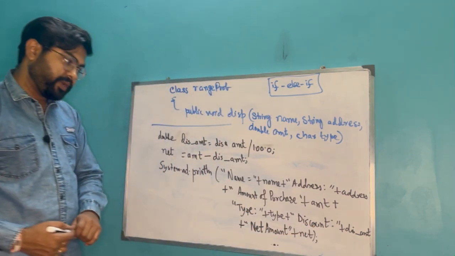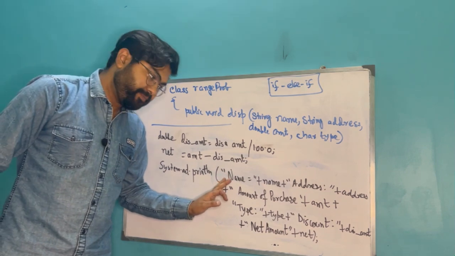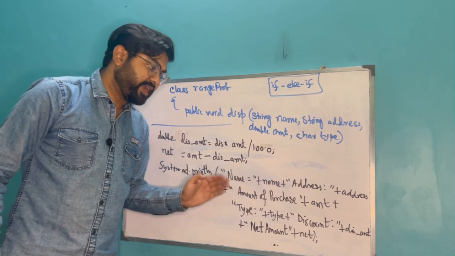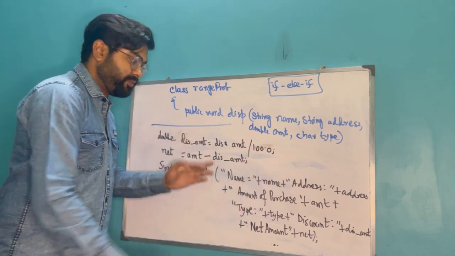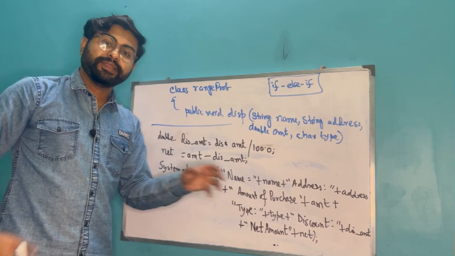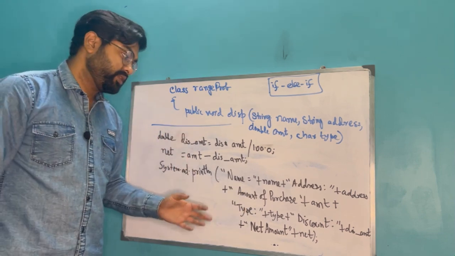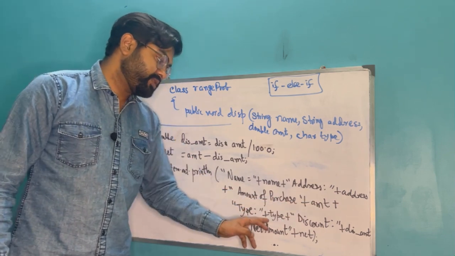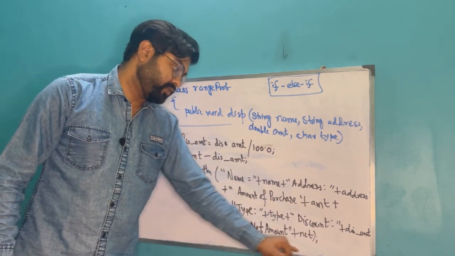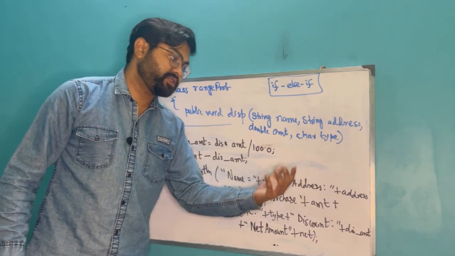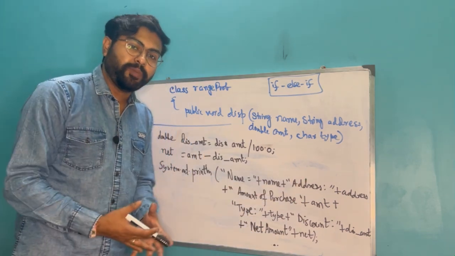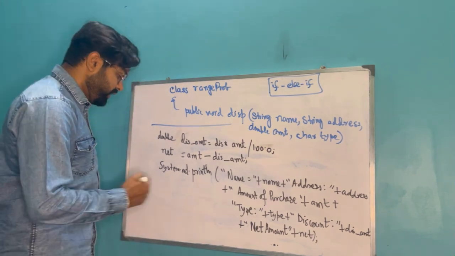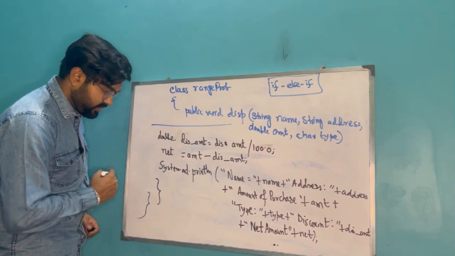So it's a long print statement. We are printing the name equals to plus name. Then we are printing the address, but we are concatenating everything into one string. Plus here is a concatenation operator that concatenates two strings together. So name is this one, address is this one, amount of purchase is this, type is this one, discount plus discount, net amount plus net. So everything we are concatenating, the strings and the variable values together with the help of the plus or concatenation operator, and then we are printing that in one go. And here we are at the end of the program, function ends and class ends.